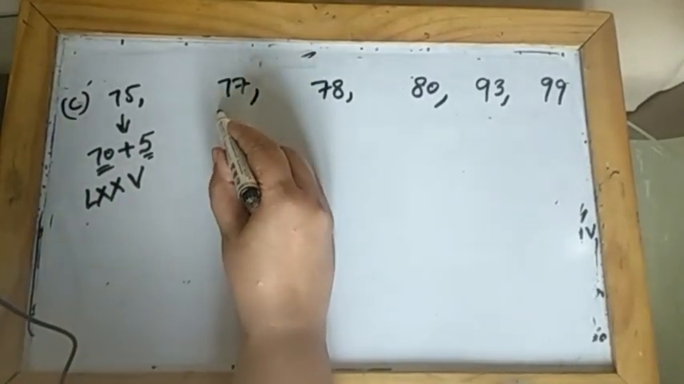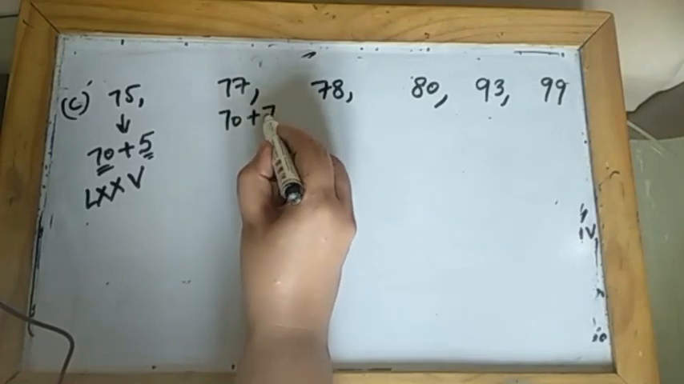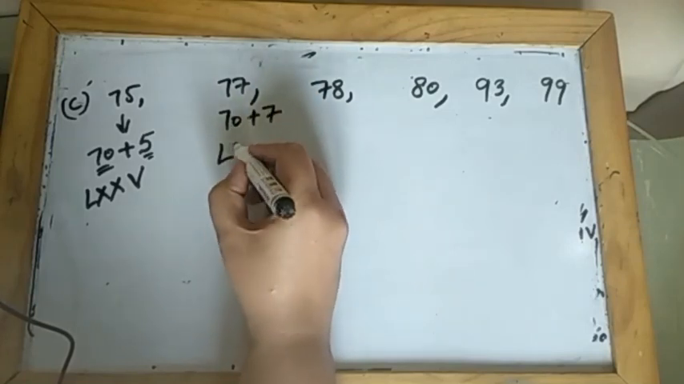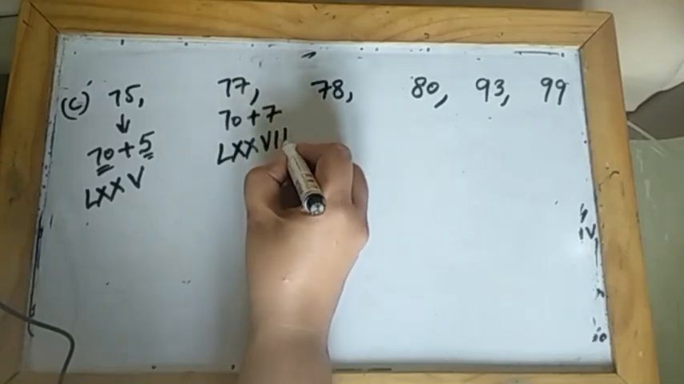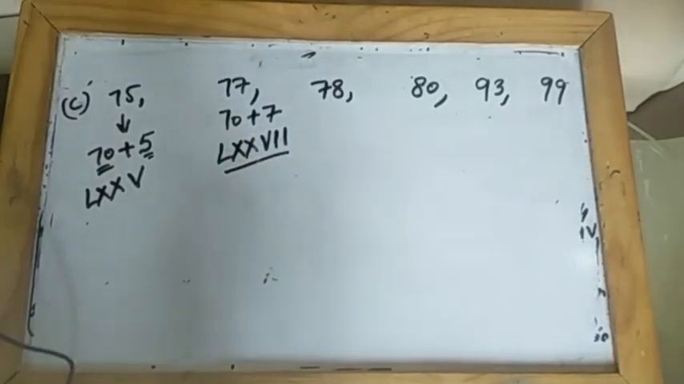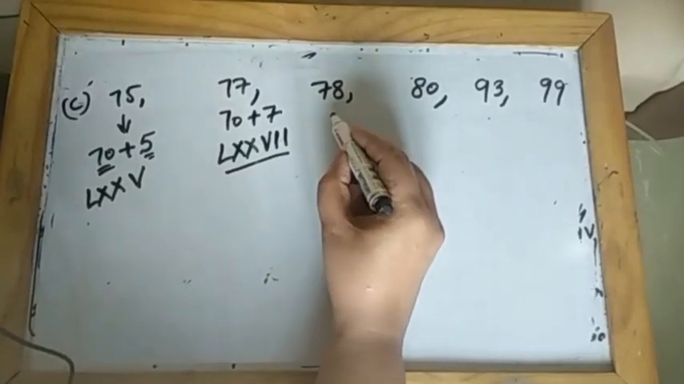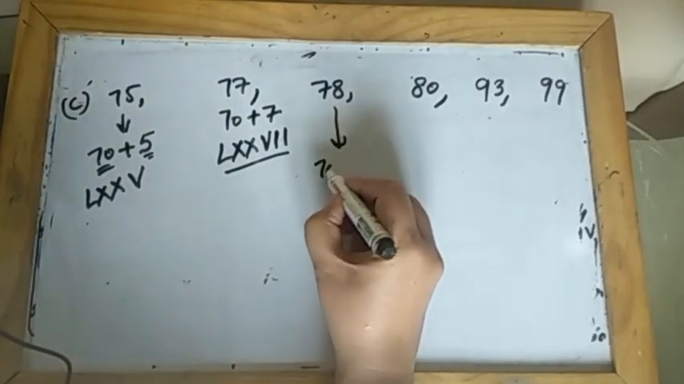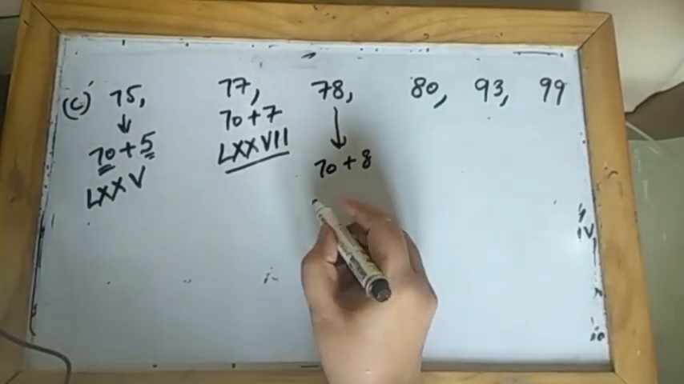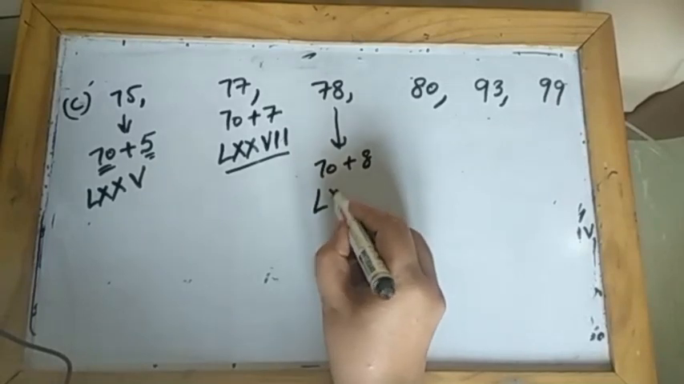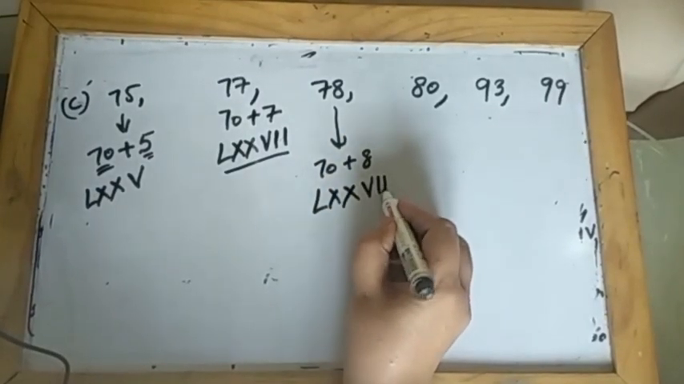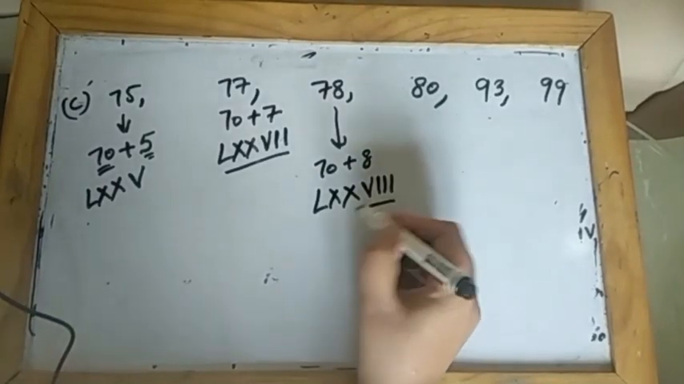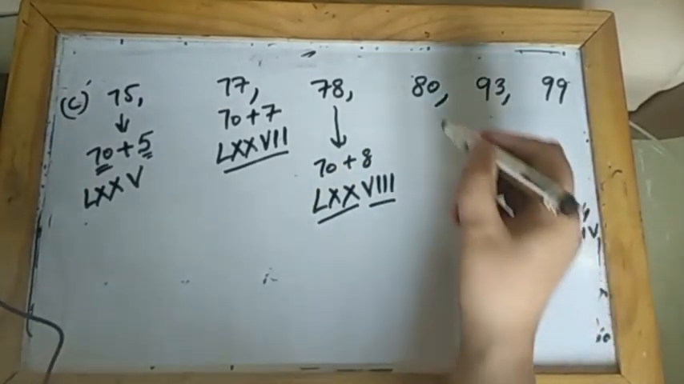Now 77. So 70 plus 7. How do you write 70? 50, 60, 70. And how do you write 7? 5, 6, 7. So this is how you write 77. Now 78. So 70 plus 8. So how do you write 70 again? 50, 60, 70. This is 70 and 8 is 5, 6, 7, 8. So this is how you write 8 and this is how you write 70.